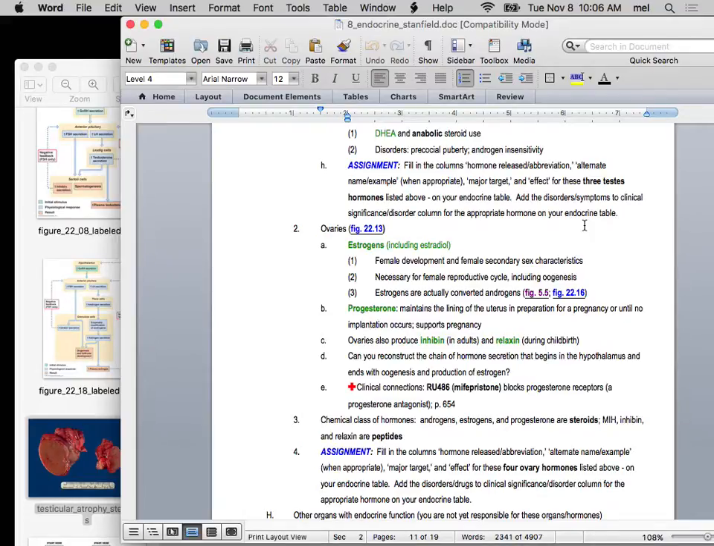Okay, so ovaries. Ovaries are easy, because they're just like testes. They're basically the same homologous embryological structure. So we're just going to rebuild this for ourselves. Okay, so I know you just saw it, but I want you to build it anyway. Just the process is useful.